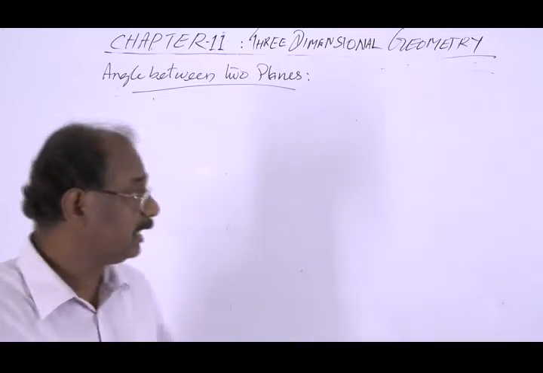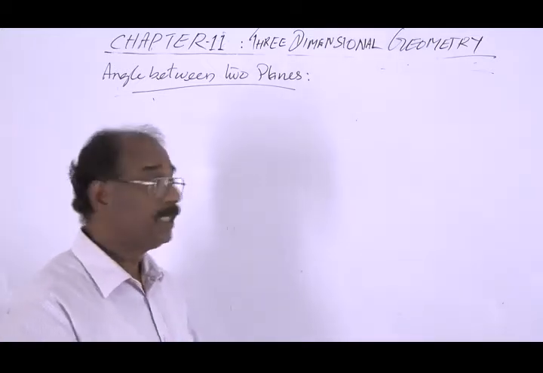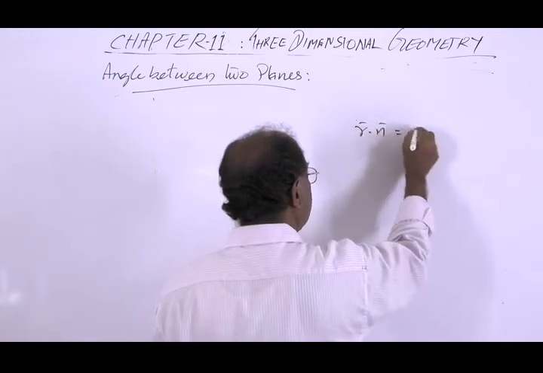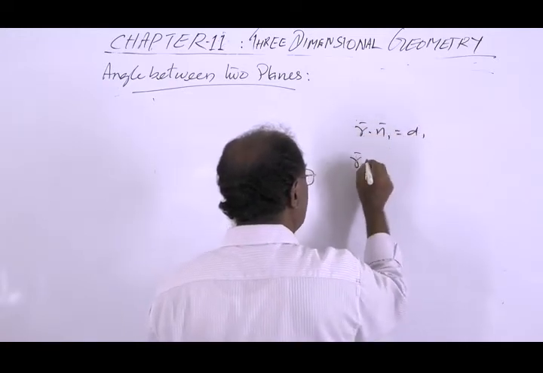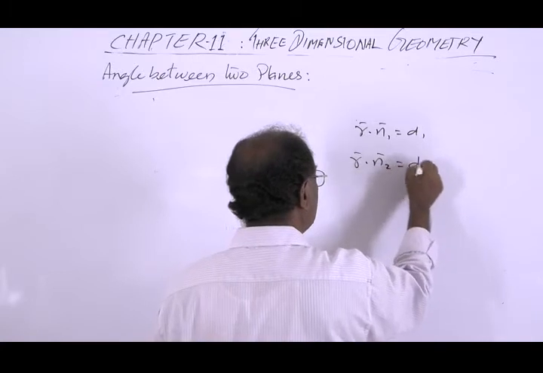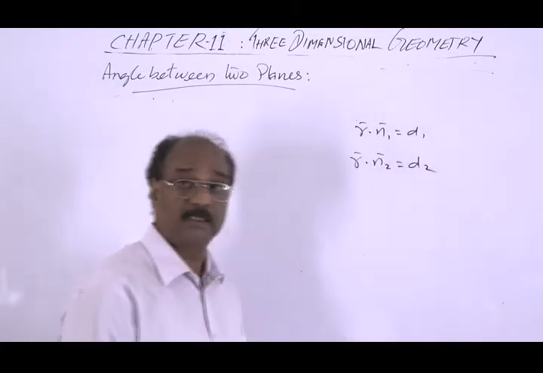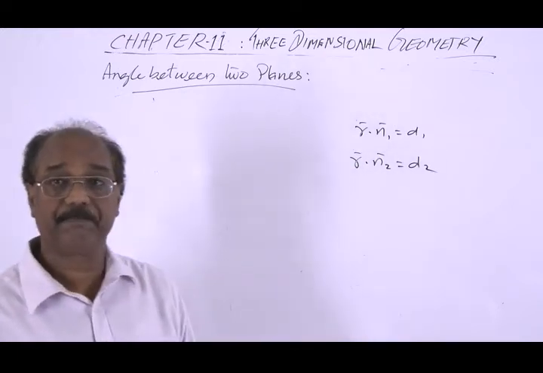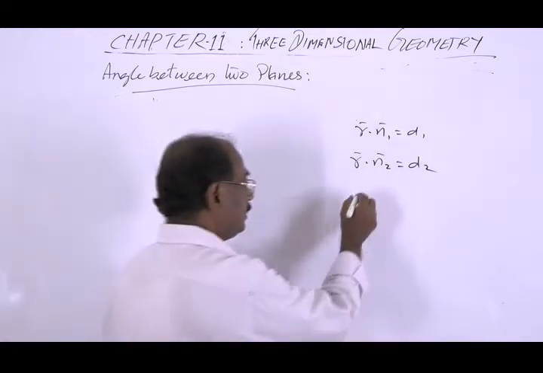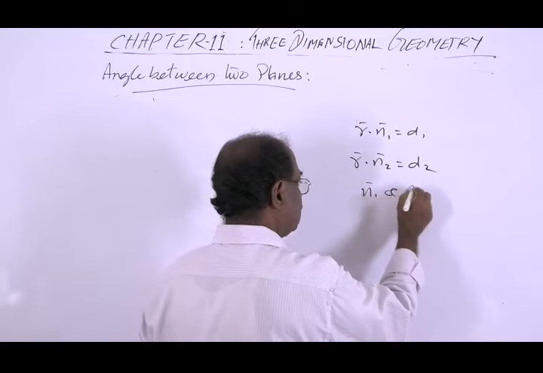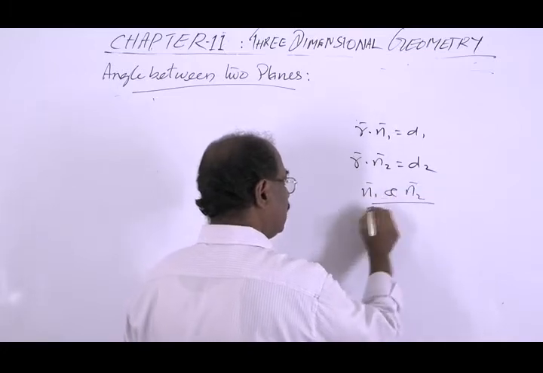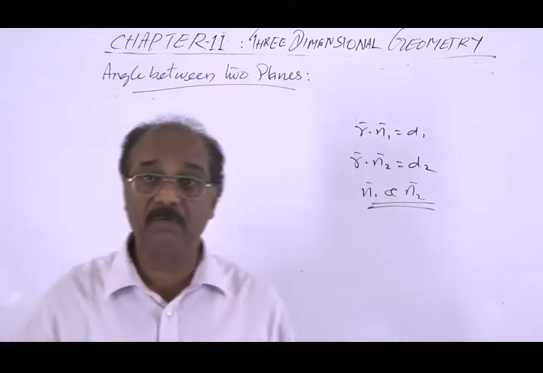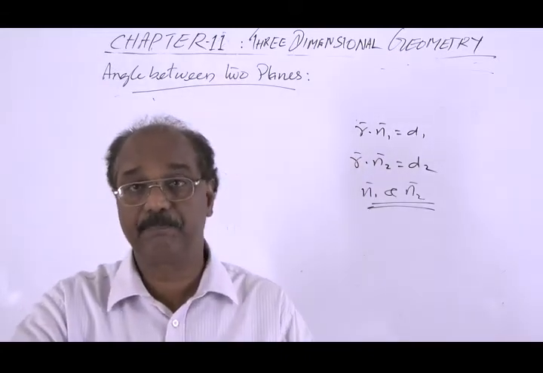So, first consider the equations of the planes. Let us assume r dot n1 equal to d1 and r dot n2 equal to d2 are the vector equations of the planes. Then n1 and n2 are the normal vectors to the planes.